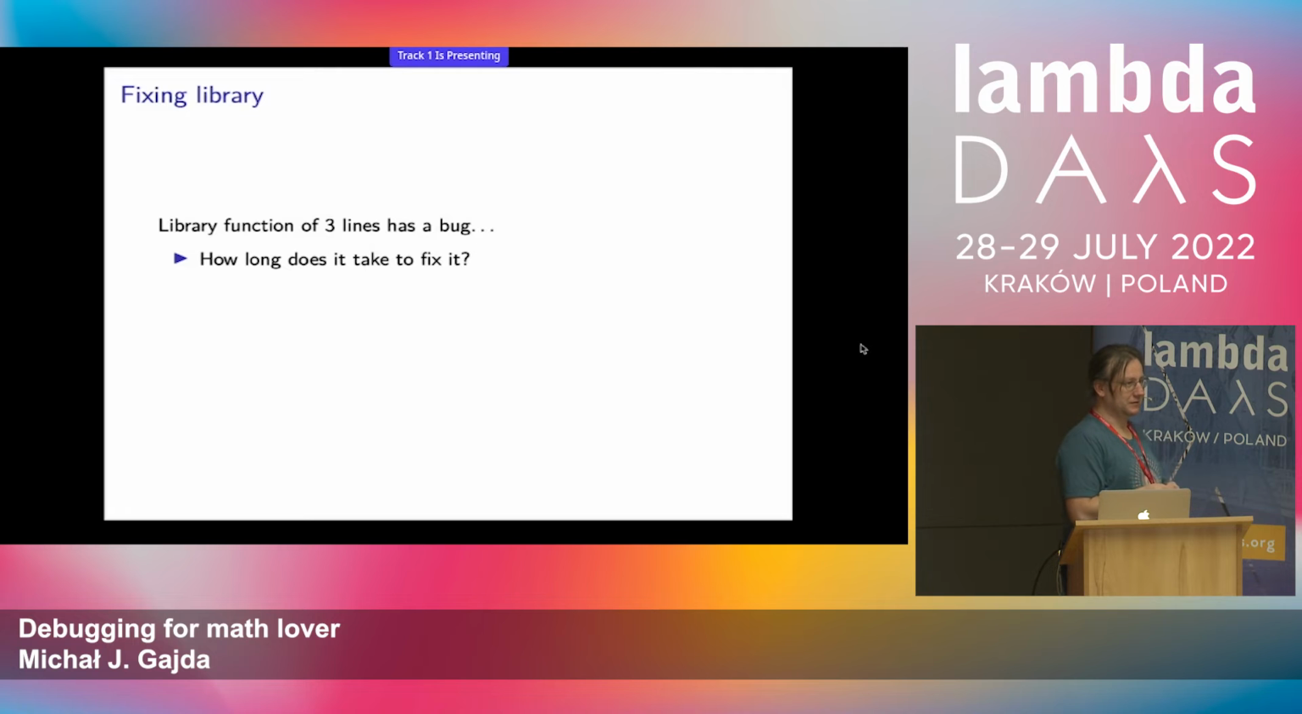Another example about library functions. So library function of 3 lines has a bug. You laugh, right? And you know that a lot of these, strcpy and other C standard library functions, had similar bugs that have been fixed over the time, right? Now you fix it, and you have 10,000 users. How many of them actually depended on this behavior? Because you have interactions with 10,000 users.